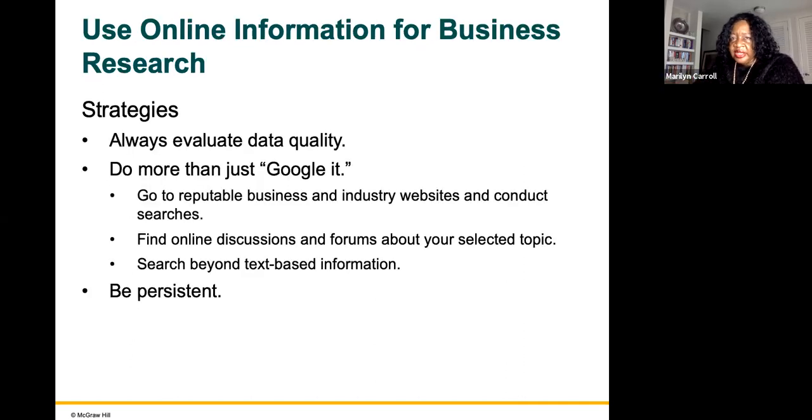So, using online information for business research, some strategies: always evaluate data quality and do more than just Google it. I mean, there's Google Scholar. Google Scholar is different than just plain Google, okay? Go to reputable business and industry websites and conduct searches, find online discussions and forums about your selected topic, search beyond text-based information, and be persistent.